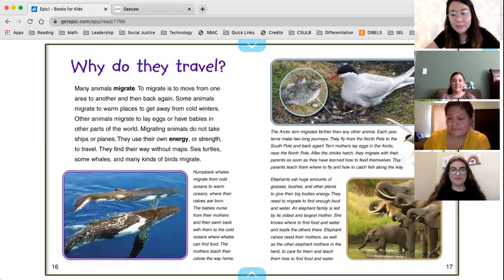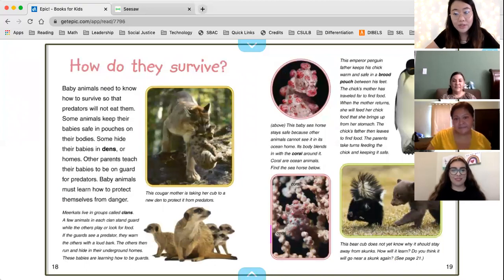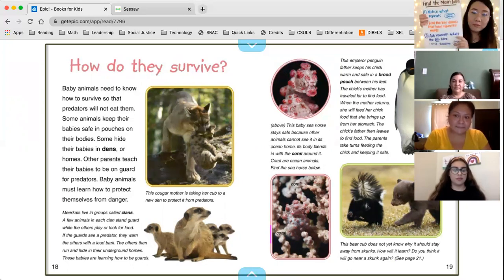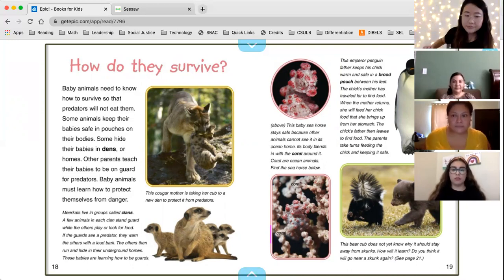I'm going to turn to the next page and I'm going to ask you to do the exact same thing, but this time Ms. T and the teachers are not going to give you any hints. I'm just going to remind you of the strategies we use to find the main idea. And all I'm going to do is read the text and again remind you to notice what repeats, find the key details that have those repeated words, and then ask yourself, what is the big or main idea? So here we go. How do they survive? Baby animals need to know how to survive so that predators will not eat them.